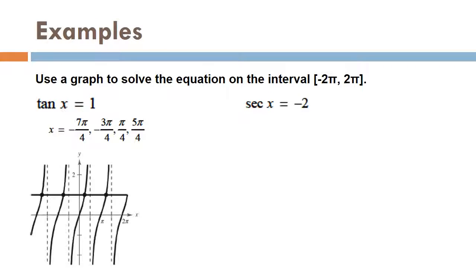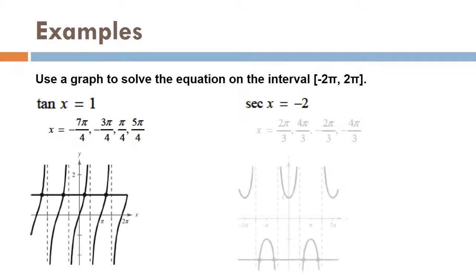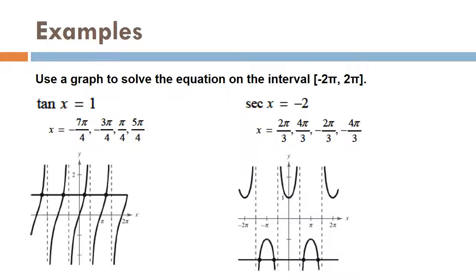And here's the first one. Sorry if I didn't give you time to pause and try it out. If you didn't and you want to try the second one on your own, go ahead and pause now. Okay, you can see where the solutions are. And you can see the solutions for secant of x equals -2 here.